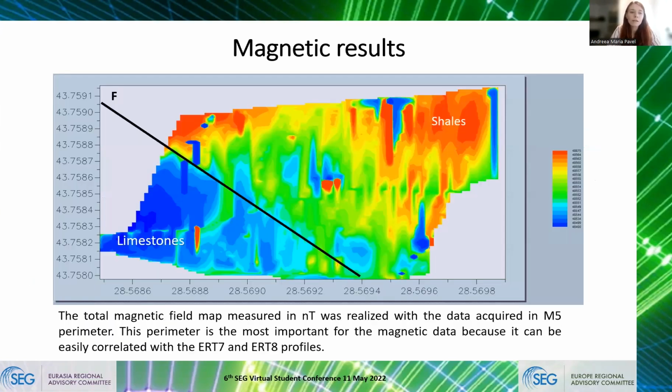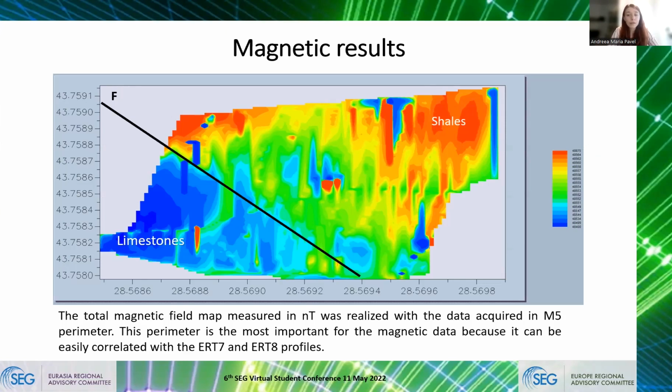Now, some of the magnetic results. Here you can see the total magnetic field map, measured in nanotesla, which was acquired on profile M5. We interpreted this one and chose it because we could correlate it with geoelectrical profiles 7 and 8, which were the most suggestive for us.